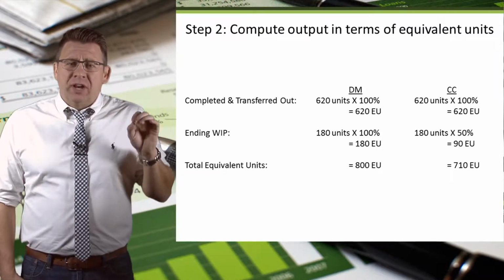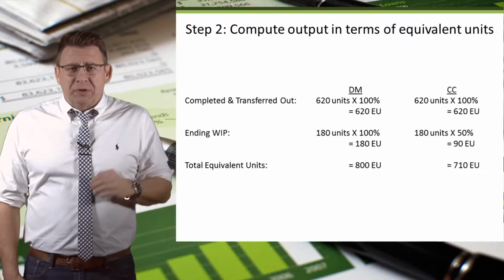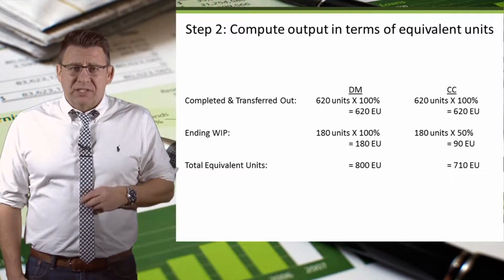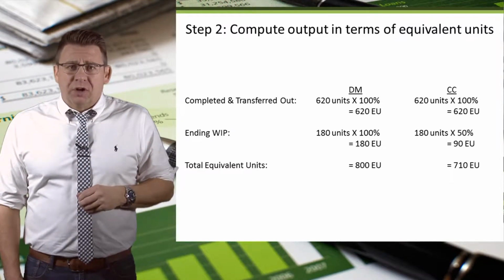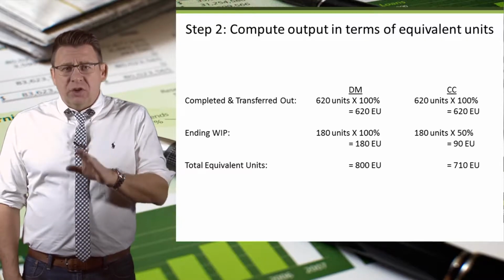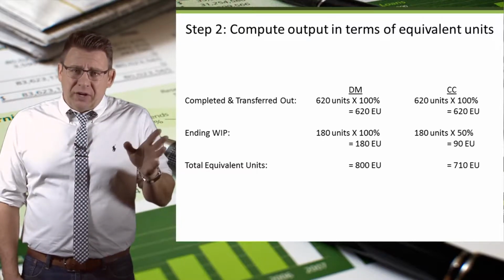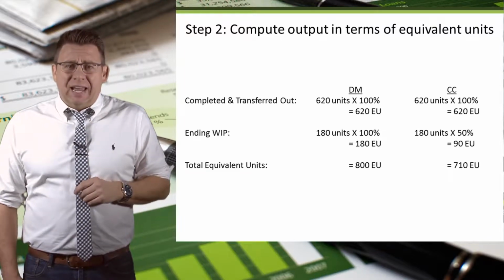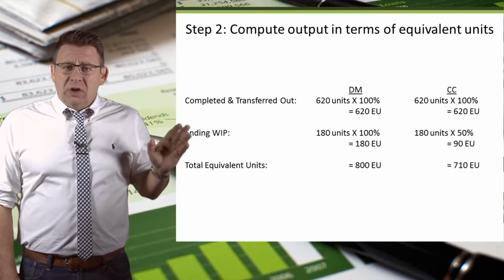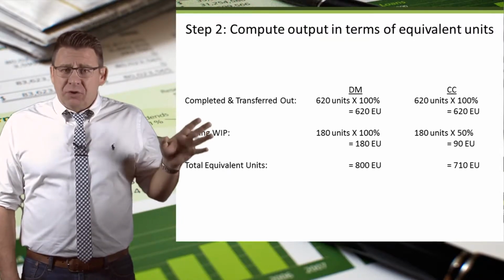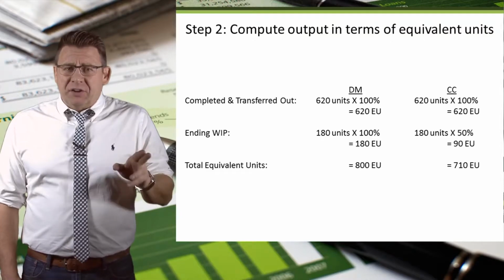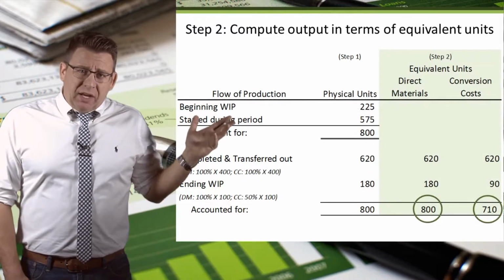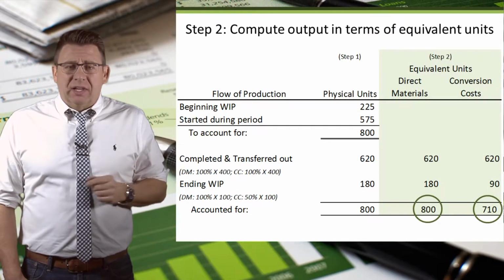Ending WIP has 180 units, which are 100% complete for direct materials, meaning we're not adding any more direct materials to this process, and 50% complete for conversion costs. Thus, the equivalent units for direct materials is 180 units, but the equivalent units of conversion costs is only 90 units. The total equivalent units then is 800 for direct materials and 710 for conversion costs. So again, you can see where we got this calculated in step 2.